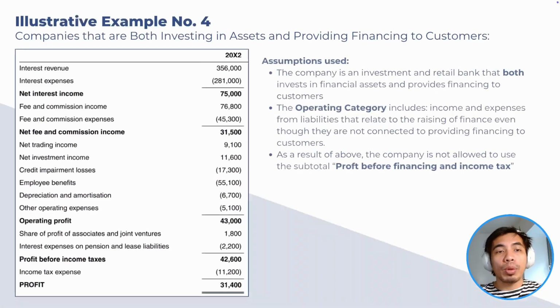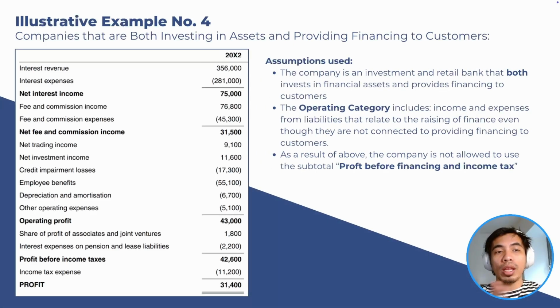And illustrative example number four. Here it's both investing in assets and providing financing to customers. This is actually the same example that I presented before, wherein there's no second subtotal because they chose the operating category for the income and expenses for type 1 liabilities that are not related to providing financing to customers. I know it's a mouthful, I know it's a lot to remember, but you just have to follow the things that I gave you so that it's easier to digest them.